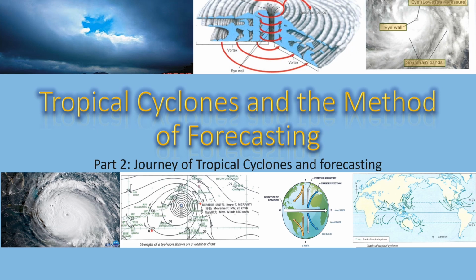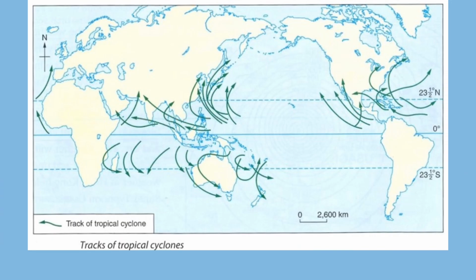In Part 2, we will discuss the journey of tropical cyclones across the ocean, their impact on the regions they affect, and the science behind forecasting their track and strength. Let's begin. We will talk about the track of a tropical cyclone and how they move and dissipate.